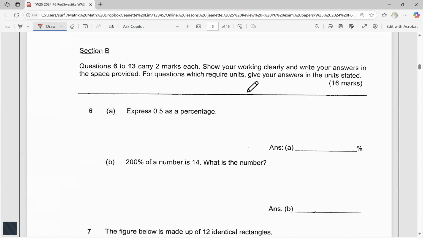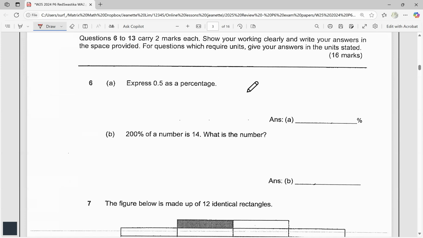Question 6. Express 0.5 as a percentage. Now, some students may write 0.5 as 0.5%. But no, if you want to change to percentage, you have to multiply it by 100%. Another way to look at it is 0.5 is actually half. So half as a percentage is actually 50%. So the first way will be to multiply by 100. If you want to change to a percentage, you multiply either the decimal or fraction by 100. Then you get 50%.